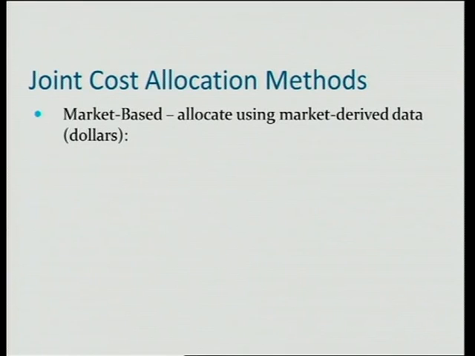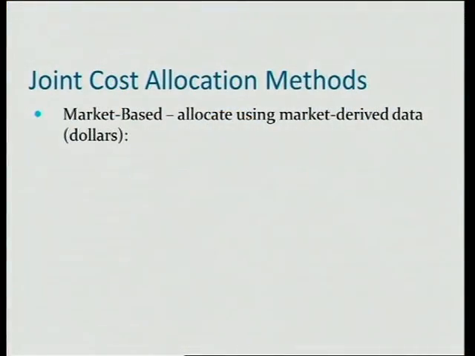Now, methods. Market-based: allocate using market-derived data, dollars. Okay, so how are we gonna do this? Now, when I ask a class this, there's a lot of logic ways to do it. The first one they come up with is usually how much the one weighs to the other, how big the one is to the other. Okay, so that is physical measurements, and that's actually one of the methods that we do use. So never forget your logic hat at home, because with management accounting, a lot of the things we do is very logic.